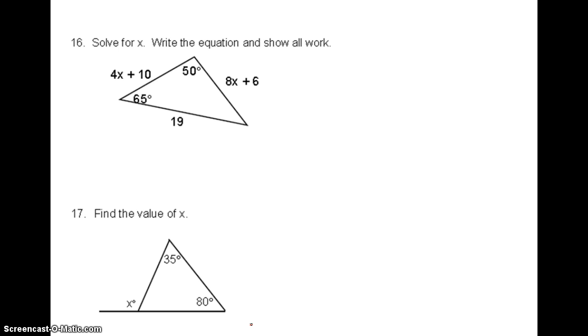Okay, 16. Solve for x, write the equation, show all the work. Okay, I think it'll be a good idea to find this angle measure over here. So let's see, I've got 50 plus 65. Showing all my work, it's 115 so far. All three have to be 180, so 180 minus 115 equals 65. And 65 goes right here. Now that should tell you something. These are the same, so let's make those congruent. If those are the same, then we know that the one across from it here is the same as the one over here. So that's how we find x.